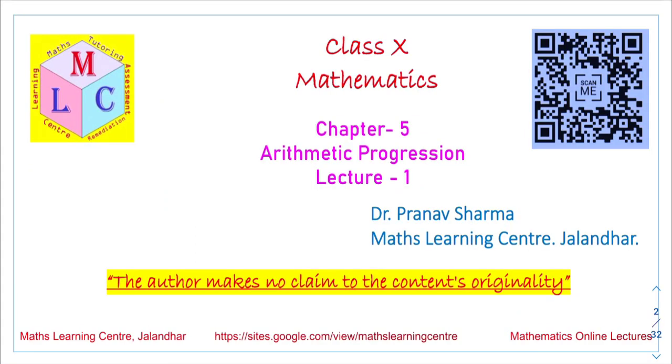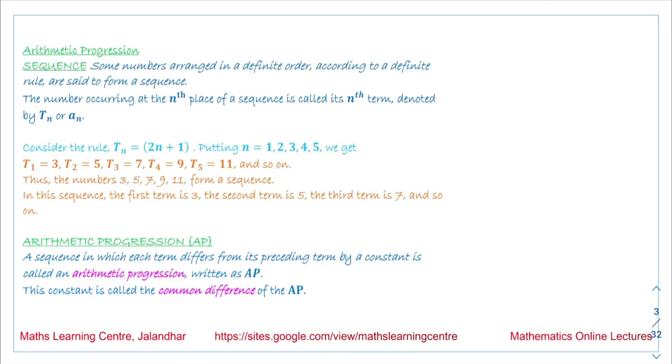We are going to start now the next chapter. It is chapter 5 of class 10th mathematics, and it is arithmetic progression. So the first definition we have over here is sequence. A sequence is when some numbers are given to us and we have arranged them in a definite order or according to a definite rule.